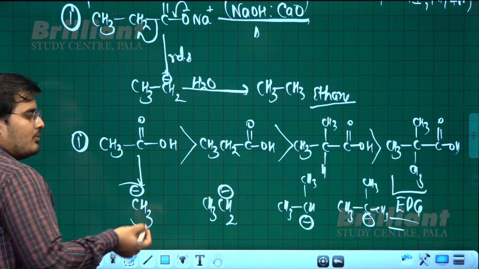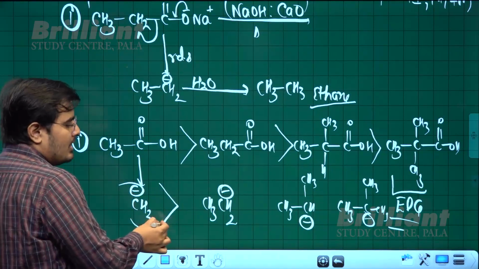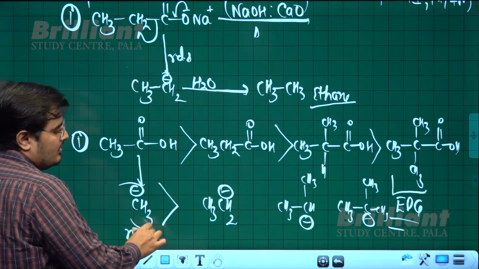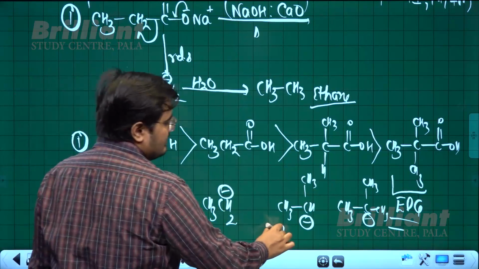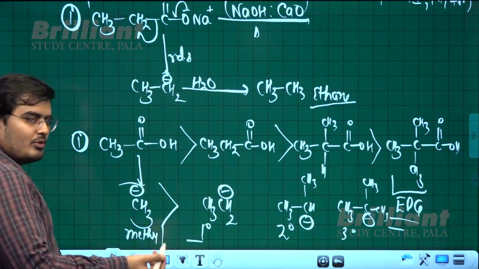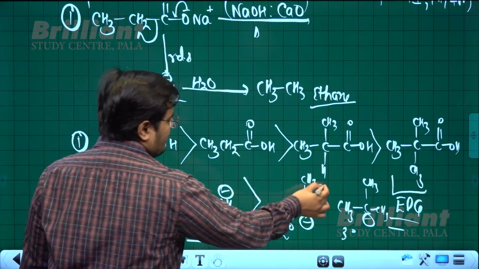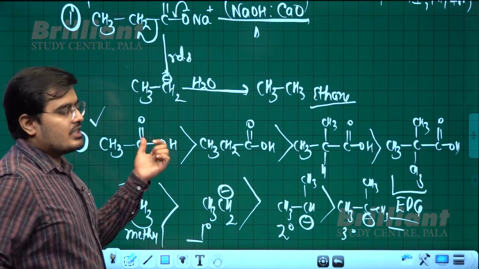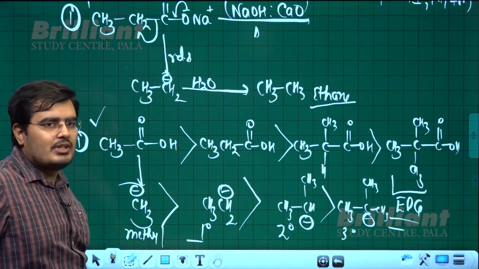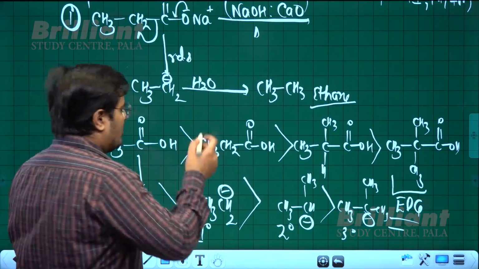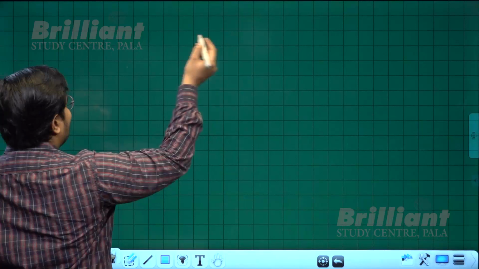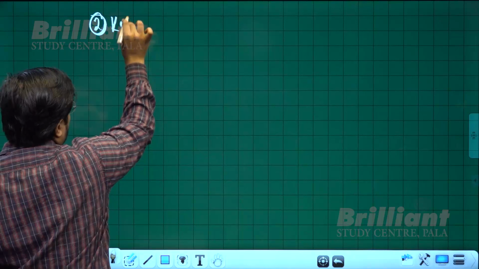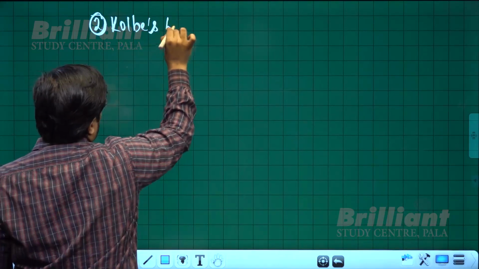Here, if you are talking about the stabilities of the carbanions, this is methyl, this is primary, this is secondary, and this is tertiary. From your general organic chemistry, the order of stability of carbanions will be this, and so will be the order of decarboxylation, as the order of decarboxylation depends on the stabilities of the carbanions. So this is one, decarboxylation. The second one that we can discuss, which we have also discussed, is the Kolbe electrolysis.